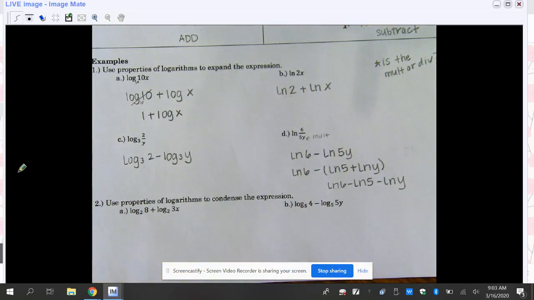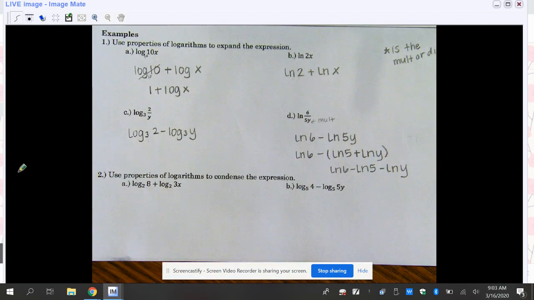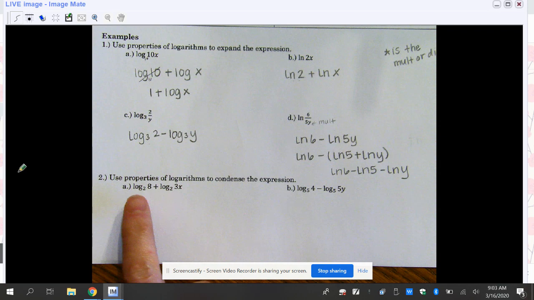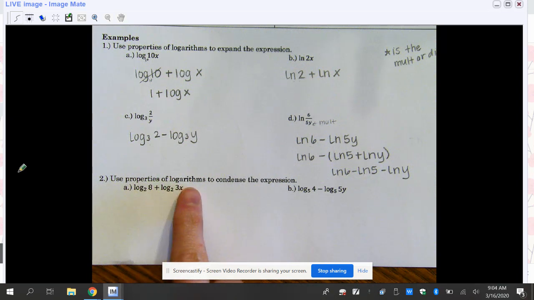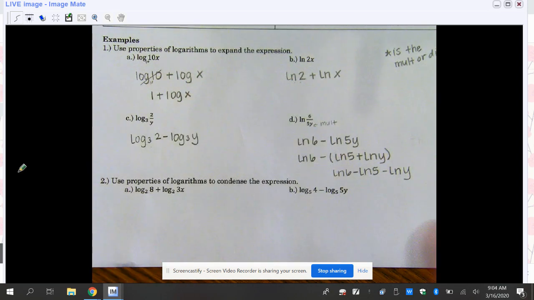All right, so now we are going to go backwards. Now we're going to be condensing the expression. So we're trying to go from multiple logs down to one. So this first one is log base 2 of 8 plus log base 2 of 3x. So here's a case where I don't want to simplify this because I'm trying to combine into one log. And so I want to keep this as log base 2 of 8.